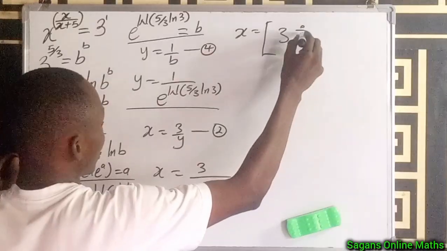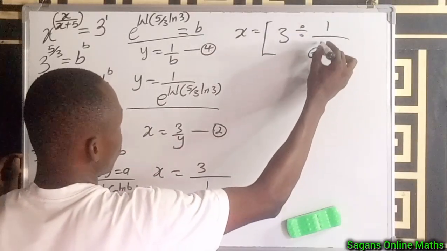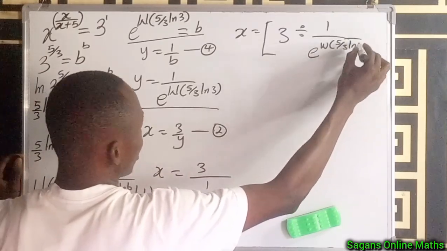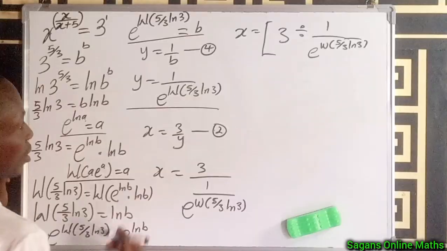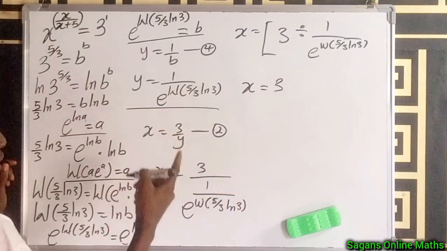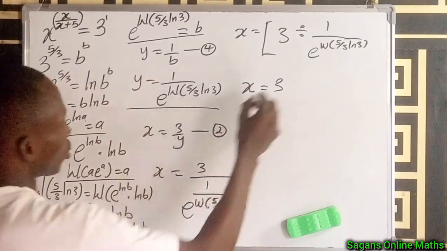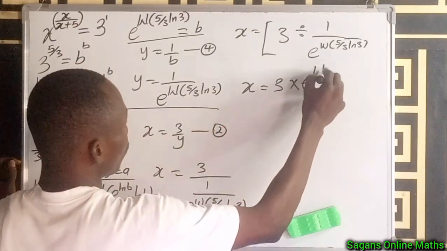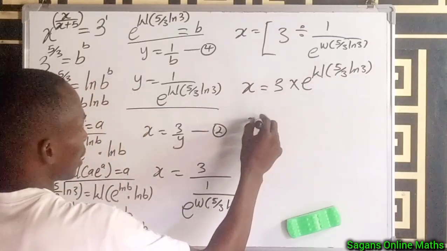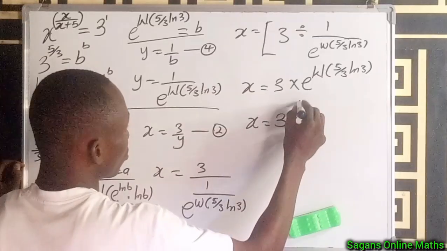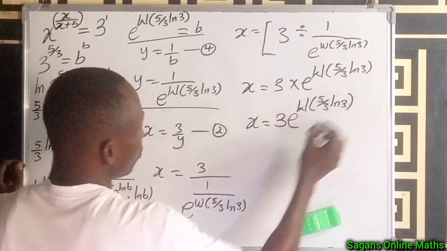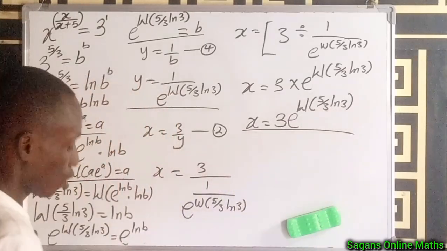e to the power of the derivative function of 5 divided by 3, then ln 3. Wow, this is fantastic. So our x is equal to 3. Now I want to change the division sign to a multiplication sign. I have to bring up the denominator and bring down the numerator. So you can times e raised to the power of the derivative function of 5 divided by 3, ln 3. So if I multiply it, that means our x is equal to 3 multiplied by e raised to the power of the derivative function of 5 divided by 3, ln 3. And this is a beautiful solution to this particular problem.